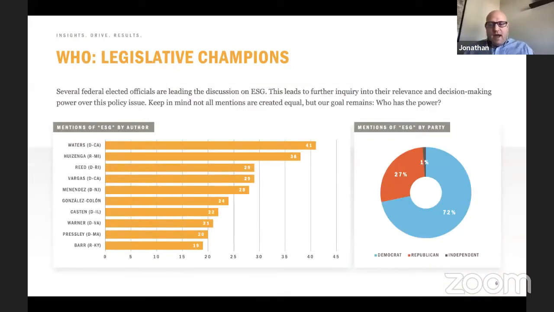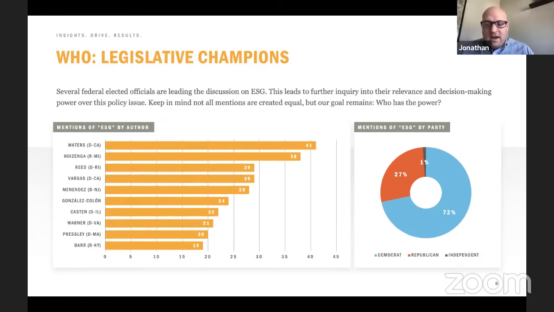So when we start to do that, thinking about the data point of who is driving this conversation, who are the people that are mentioning ESG as a topic, and really for every campaign that Kivvit does and the planning process that we think through, who has the power? That question of who has the power, who can create the change that the client is potentially seeking. It really starts with understanding who's driving the conversation. And in this case, you can see Representative Waters from California has mentioned the issue the most.